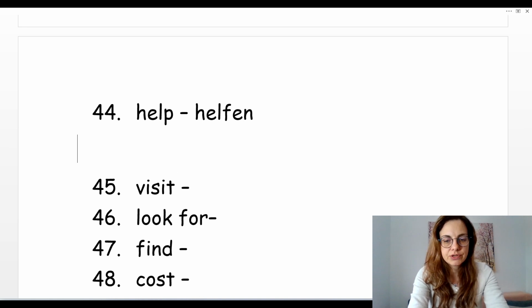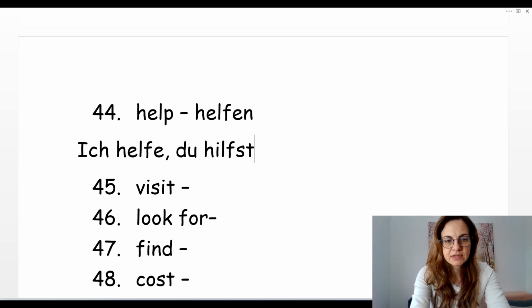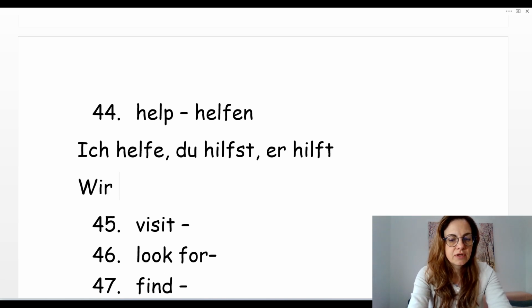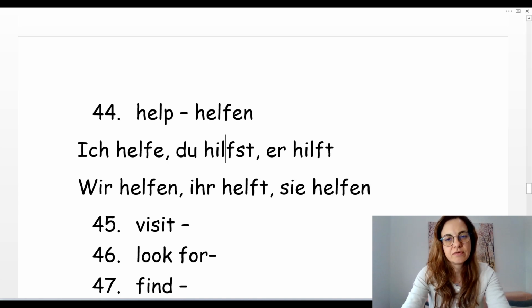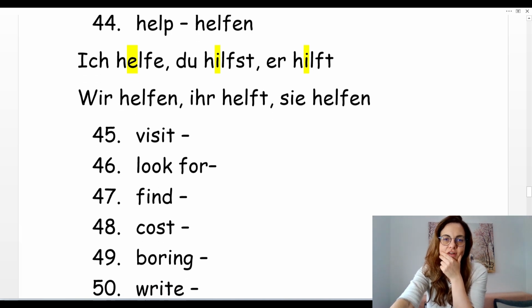To help is helfen. It's irregular, so it goes like this. Ich helfe, du hilfst, er, sie, es hilft, wir helfen, ihr helft, sie helfen. So we have this e changing to i in hilfst and hilft, instead of e.